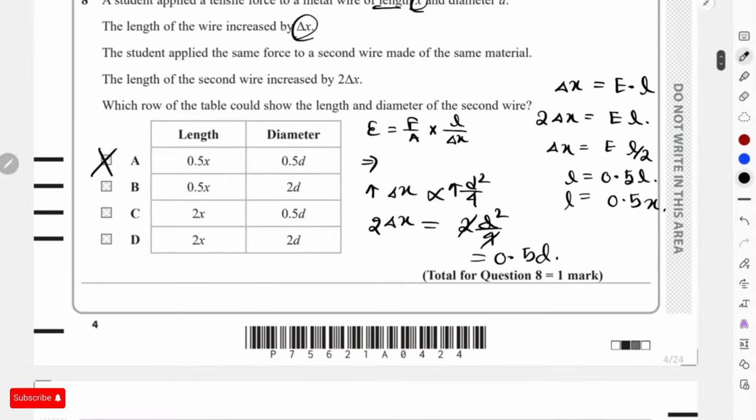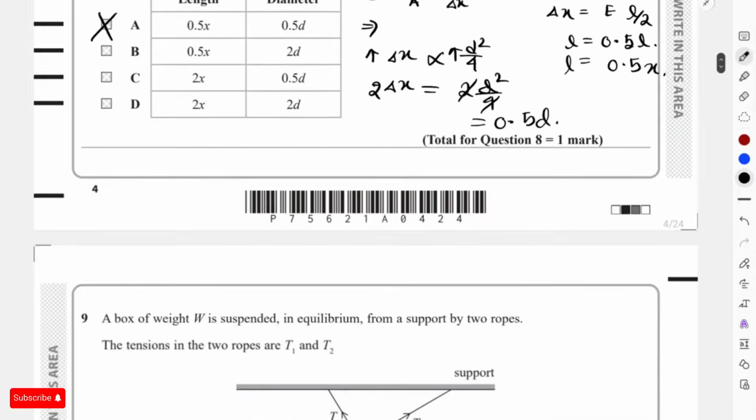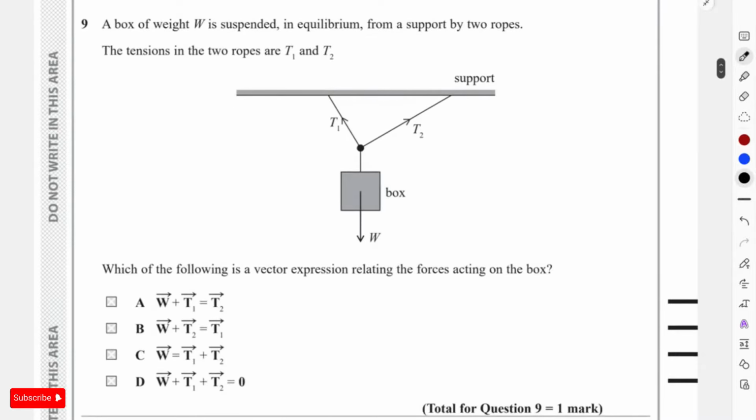So this was the working. You cannot obviously write these workings because these are MCQs, right? Over here we can see this is a vector diagram question. A box of weight W is suspended in equilibrium from a support by two ropes. The tensions in the two ropes are T1 and T2. Which of the following is a vector expression relating the forces acting on the box?